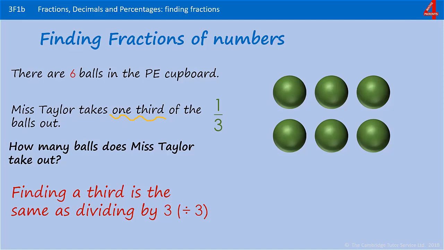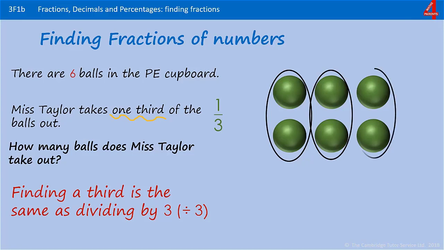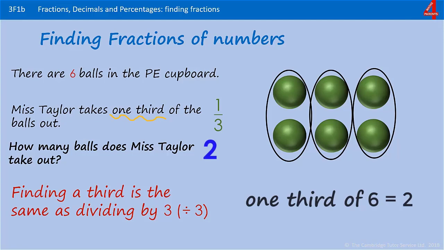Remember there are 2 ways of dividing. We could put them into groups of 3 and see how many groups there are. Or we could put them into 3 equal groups and we can see that there's 2 in each group. And I prefer this way because although it might take a little bit more thinking, it shows you clearly what the fraction 1/3 looks like. Either way, 1/3 of 6 is 2. So Miss Taylor takes out 2 balls.